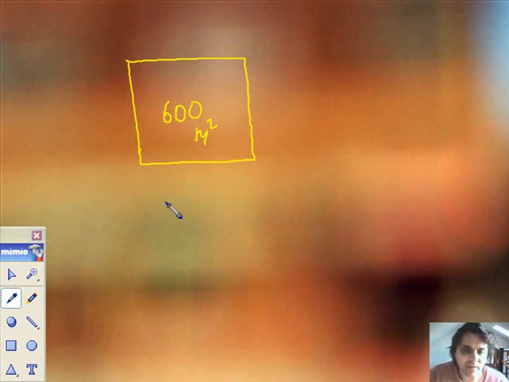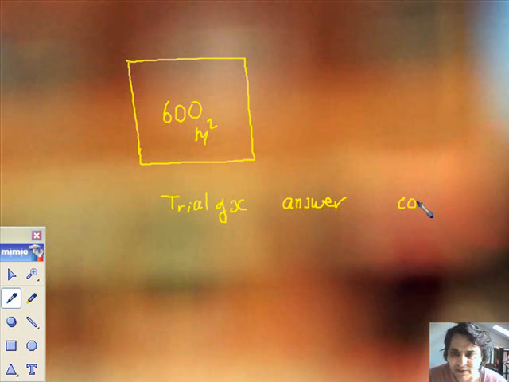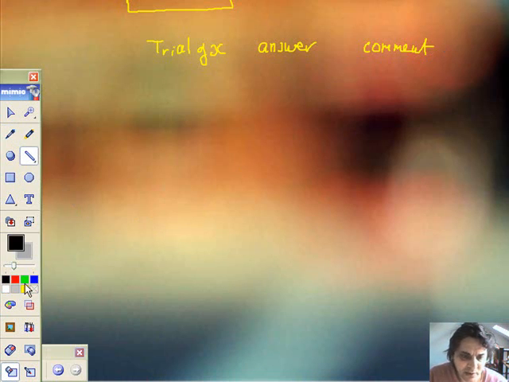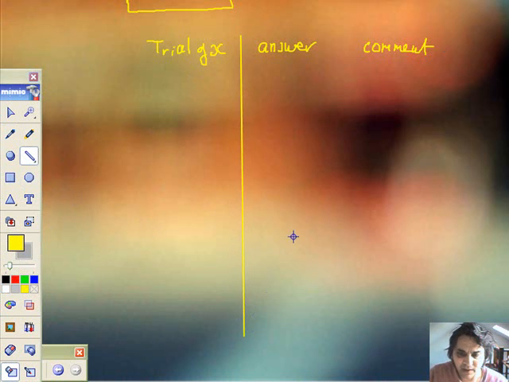Alright, well, you may remember from Key Stage 3, we did things like the trial, that is the value of x, and then we did the actual answer, and then we did a comment. You must have the comment. Now I don't know how far this is going to go, but what I'm going to do is construct a table, a bit like that. We may not use all of it, but that's not important.